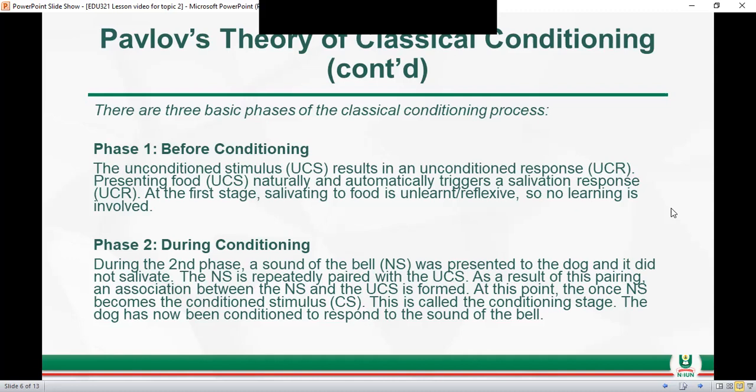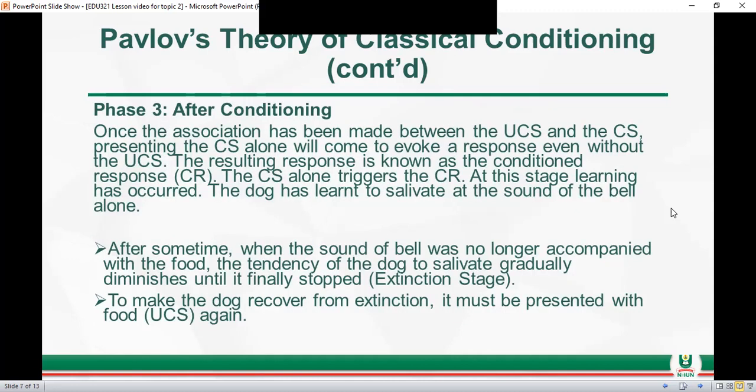Eventually, the neutral stimulus becomes the conditioned stimulus. So let's look at the third phase. What happened at the third phase? Having associated the ringing of the bell with the presentation of the food, the ringing of the bell alone now started to invoke the salivation response, even without the presentation of the food.